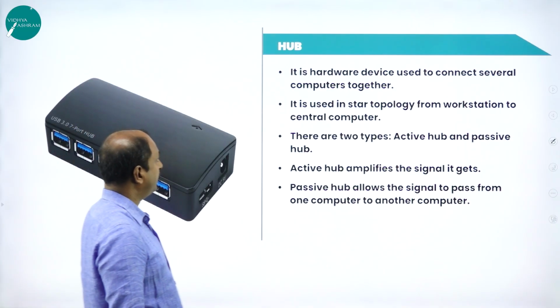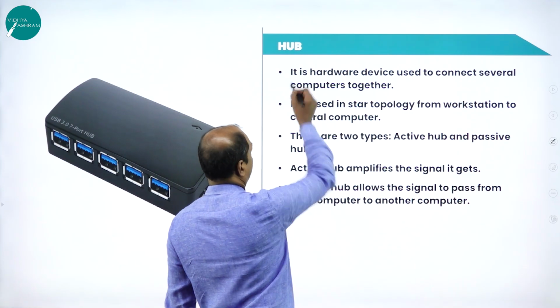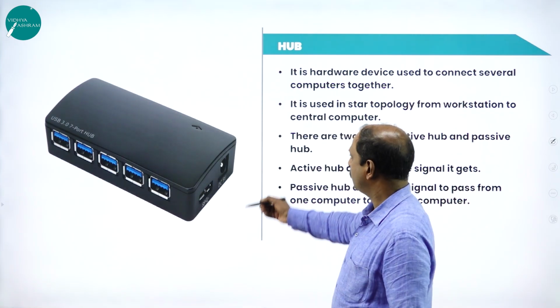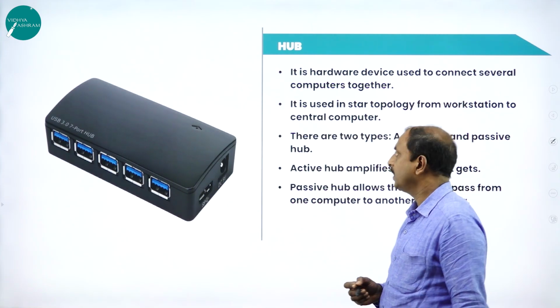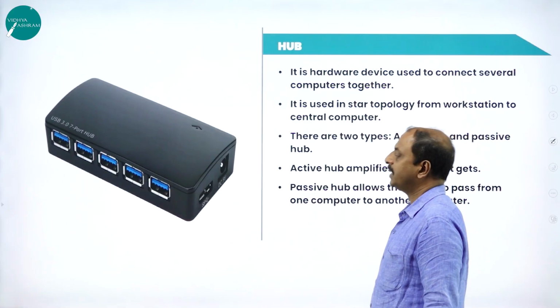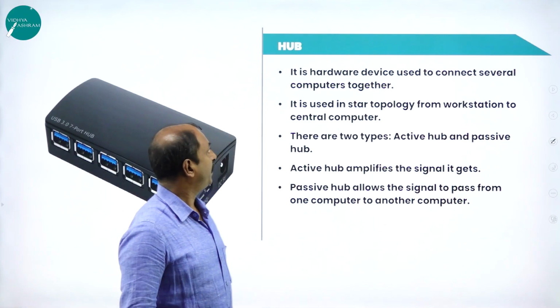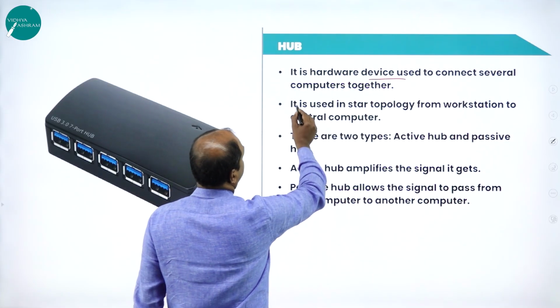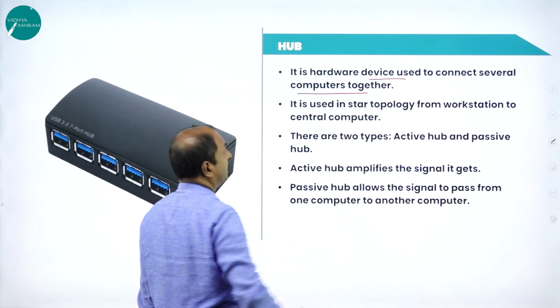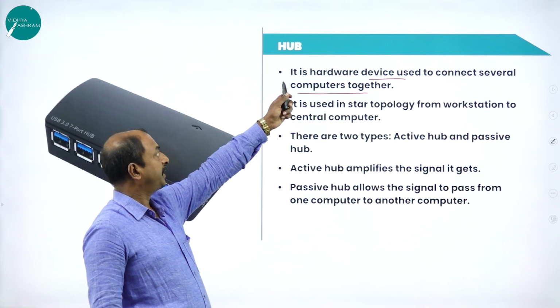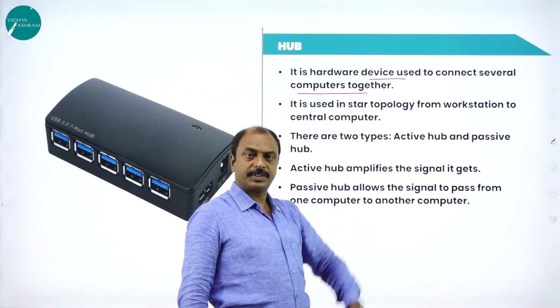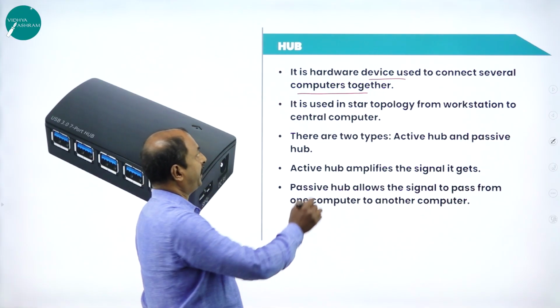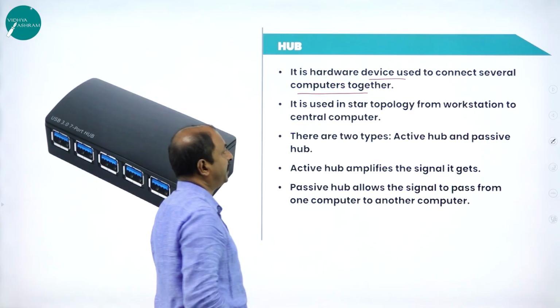Let us start with the device called hub. You can look at the picture of that. So here, what is a hub? It is a network device. It is a hardware device used to connect several computers together. So what is a hub? It is a hardware physical component used to connect several computers together.